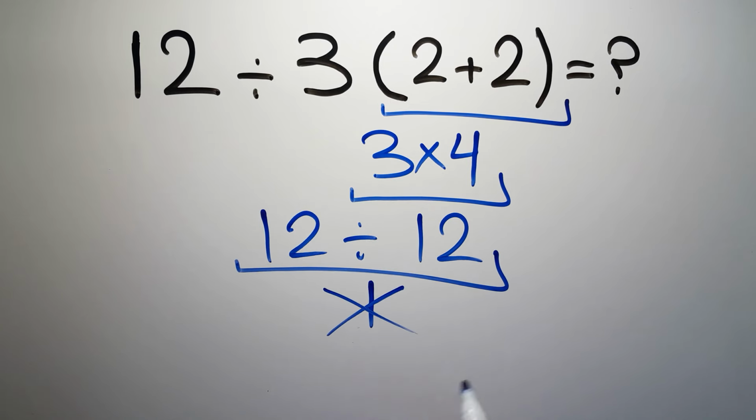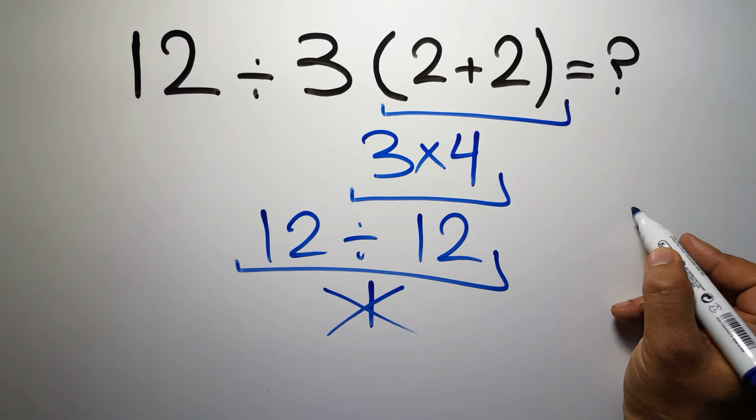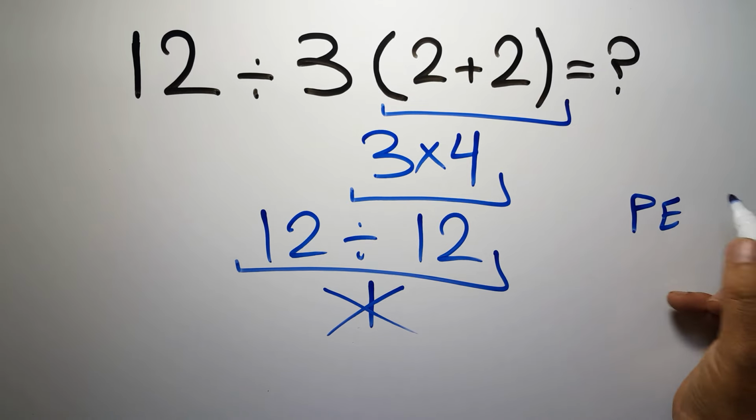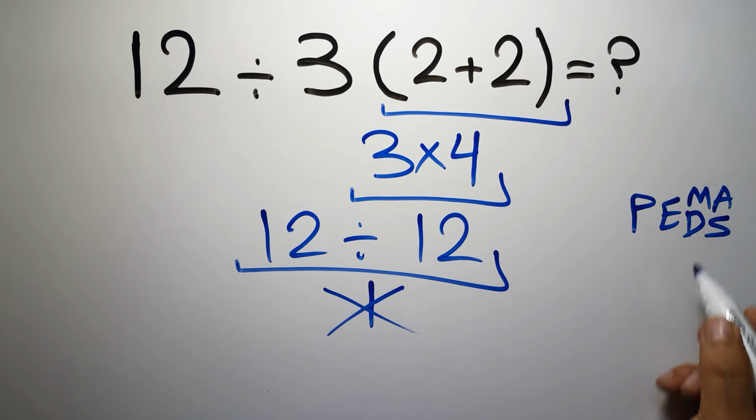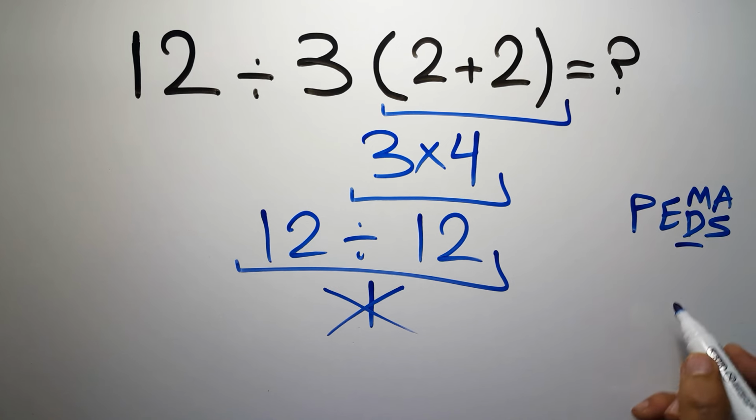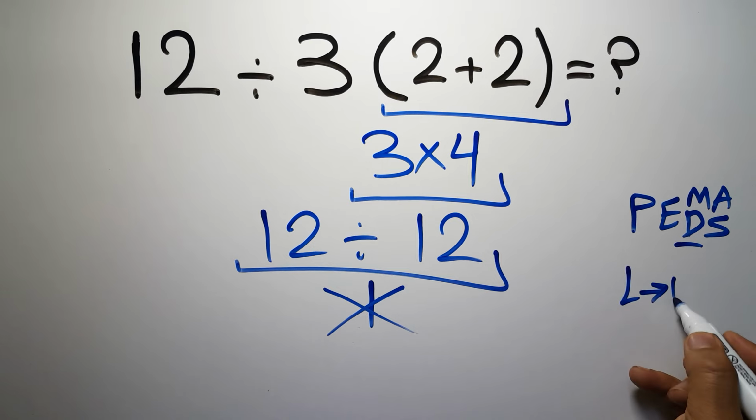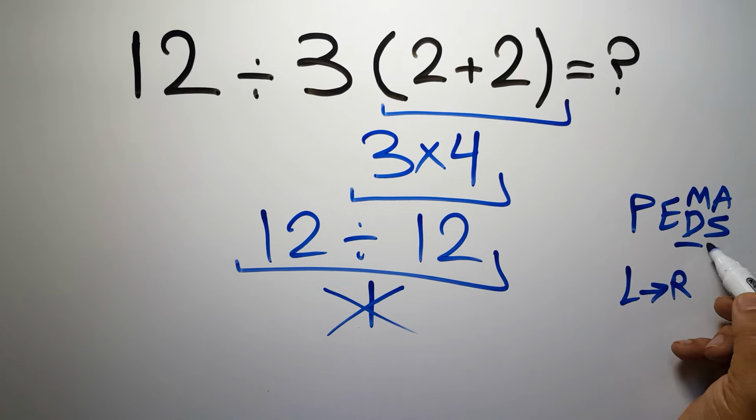But this answer is not correct, because according to the order of operations, first we have to do parentheses, then exponents, then multiplication or division, and finally addition or subtraction. Remember that multiplication and division have equal priority and we have to work from left to right. And the same applies to addition and subtraction.